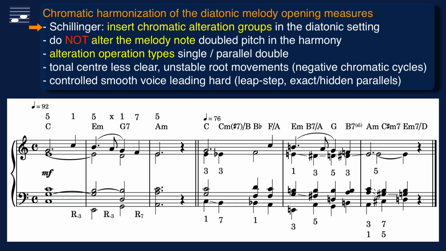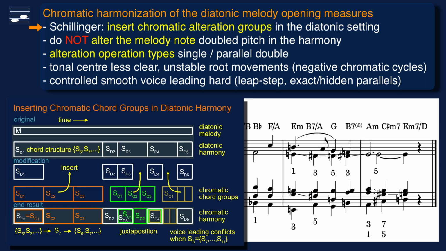Schillinger's guidelines imply inserting chromatic alteration operations in between the original diatonic chords. The diagram in the lower left corner illustrates the diatonic harmony modification process. A diatonic chord from the original harmonization becomes the first structure in the 3-chord chromatic group.